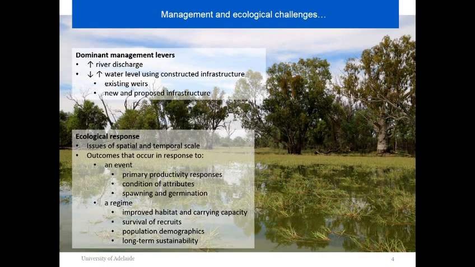So we're talking about things like primary productivity responses, the condition of attributes such as trees or fish, spawning of fish or germination events for understory and overstory vegetation. And those outcomes will only occur in response to decadal scale changes of regime. So we're talking about improved habitat and carrying capacity, the survival of recruits that spawn or recruit from individual events, and long-term changes to population demographics, replacing the trees that have been lost over the last 50 years of poor conditions, and essentially the long-term sustainability of the ecosystem. So what I'm going to talk about for the rest of the talk is largely about primary productivity responses.